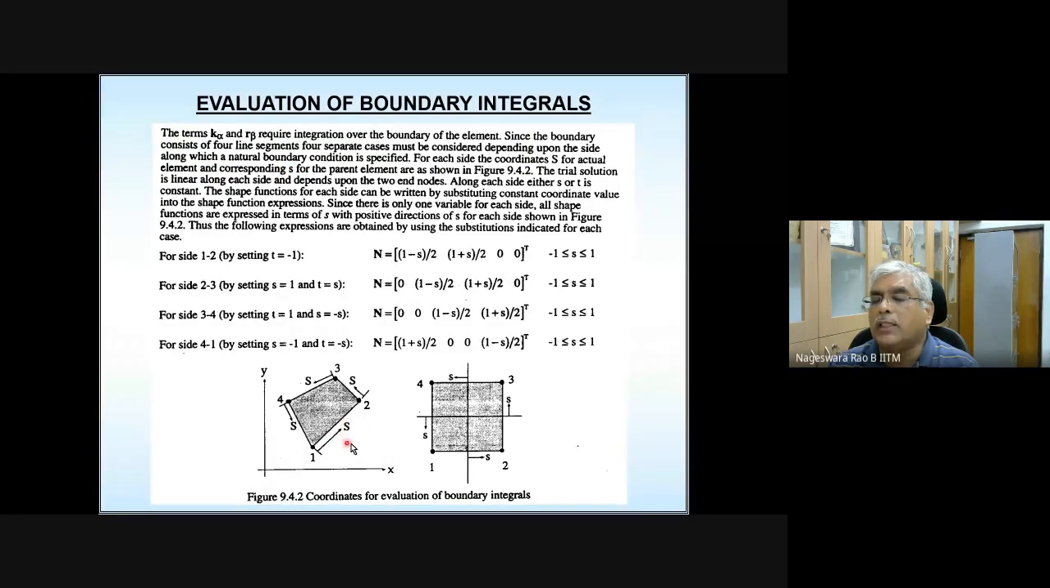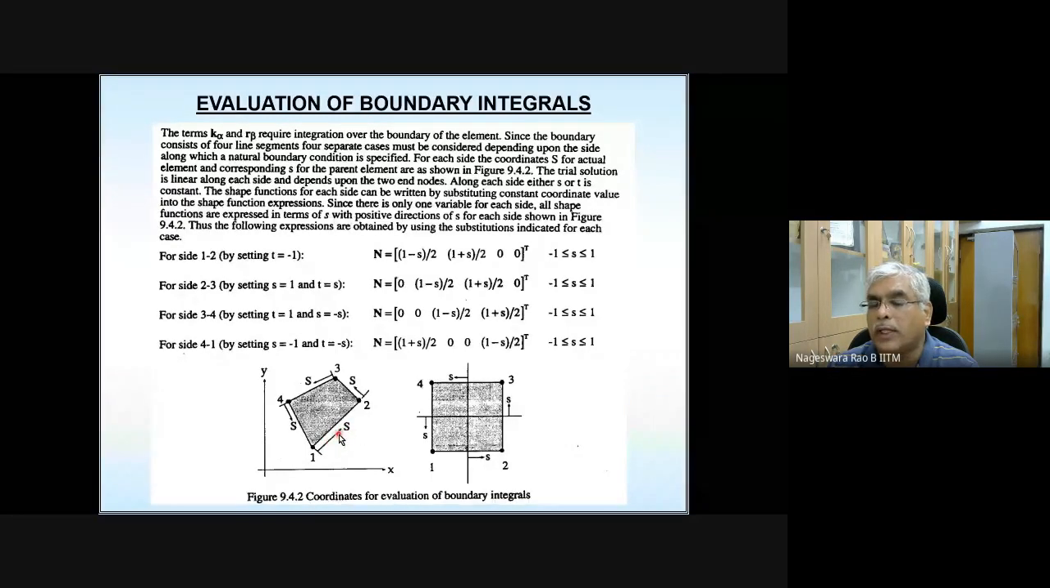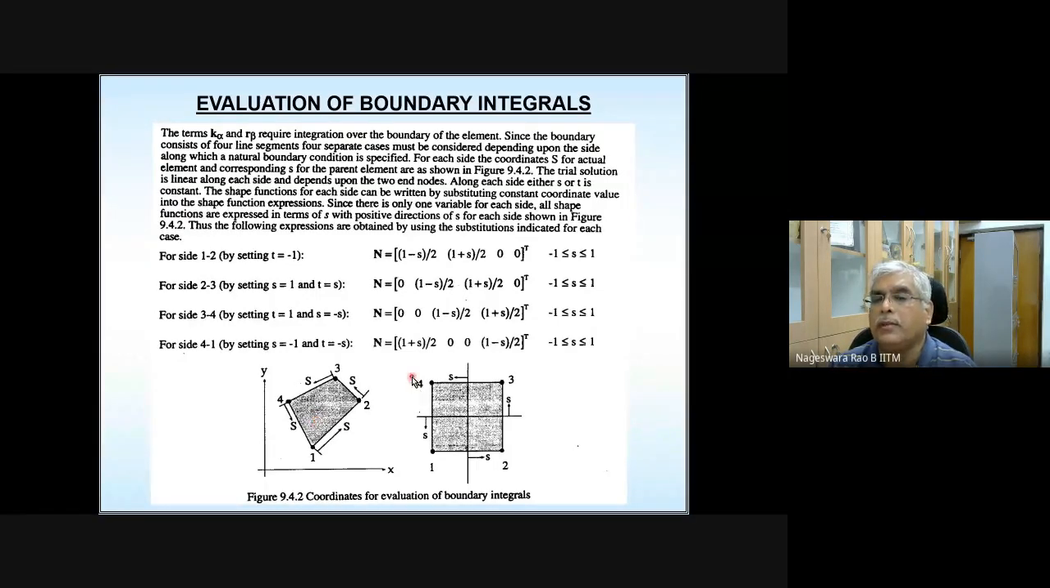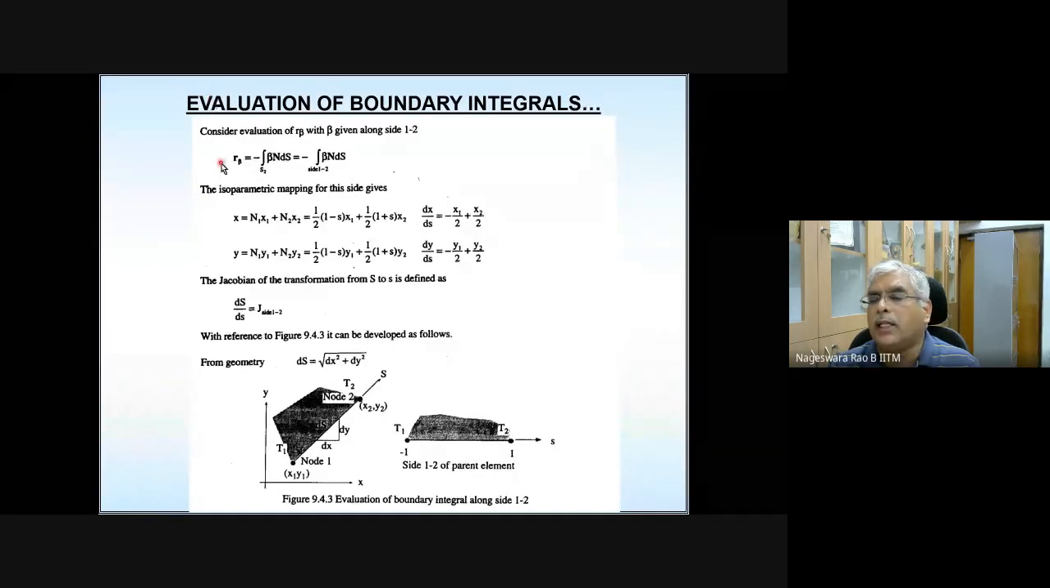So capital S is denoted here, small s is denoted, and you see in which direction the arrow is pointing. This arrow depends on whether you are adopting counterclockwise direction or clockwise direction, consistently. And the rest of the thing you can read, it's self-explanatory. Once you have this shape function vector, you can easily evaluate these integrals, k alpha and r beta, along each of the edges.